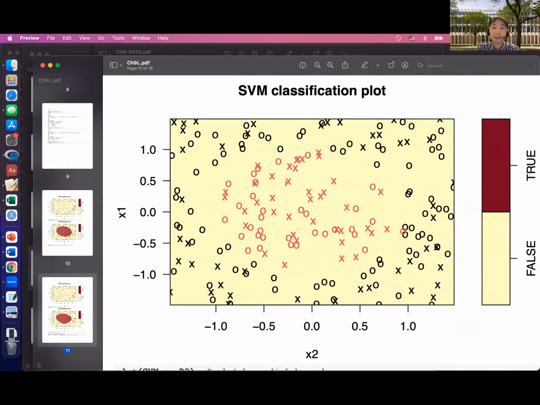And d equal to 3. It's kind of similar to d equal to 2, but it fails to classify the 2 groups. So it's kind of surprising. d equal to 3 includes d equal to 2, but it does not work. So it's really hard to imagine what's happening in feature space.